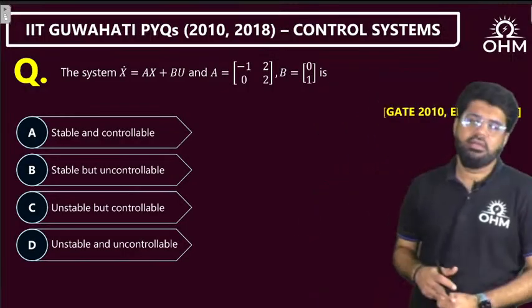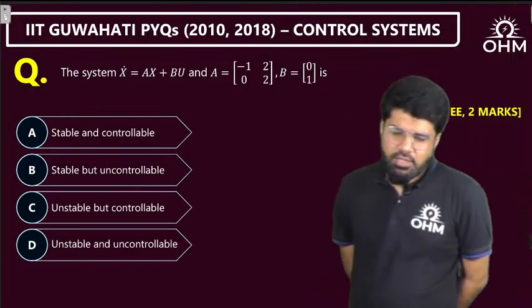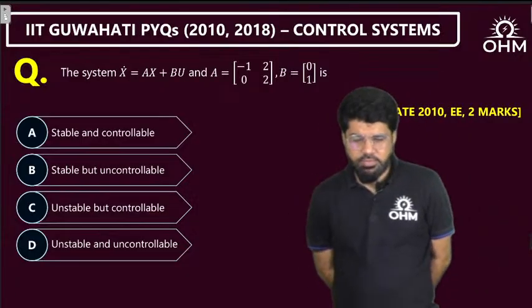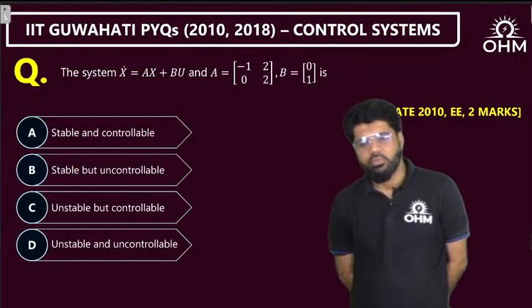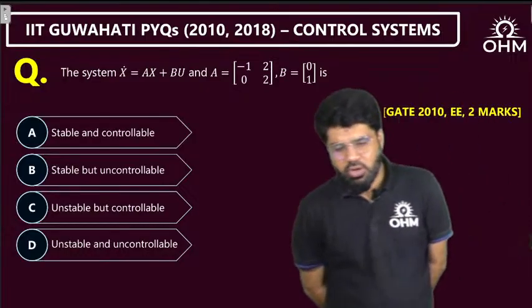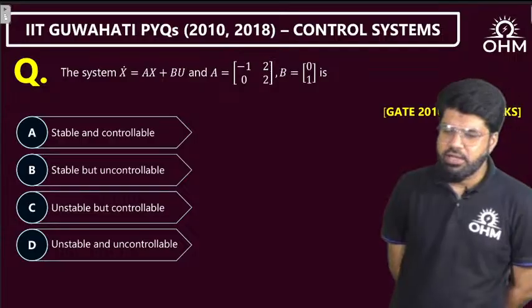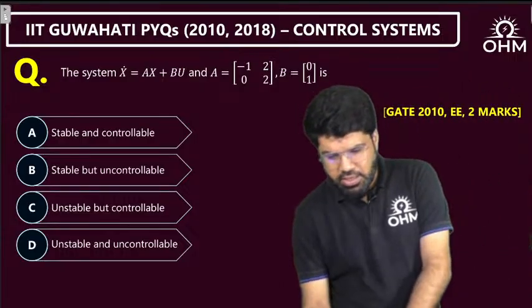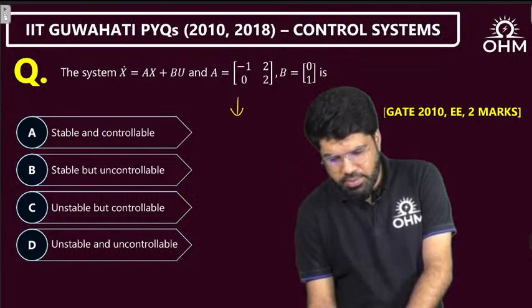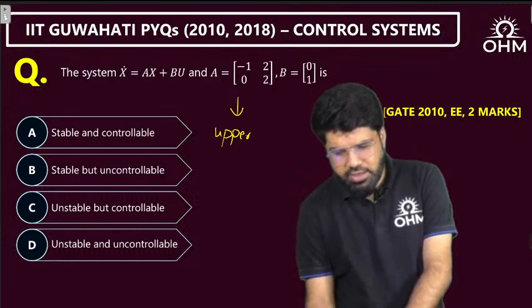Next question. Given the system x dot equal to Ax plus Bu, with A equal to [-1, 2; 0, 2] and B equal to [0; 1], is the system stable or controllable? The question is talking about stability and controllability. A is an upper triangular matrix, so the stability part is solved here only.